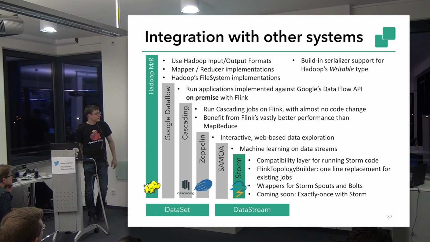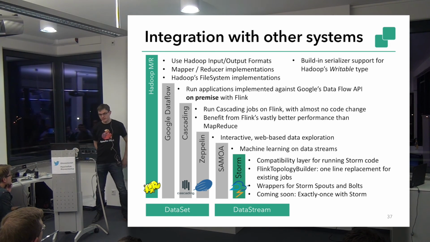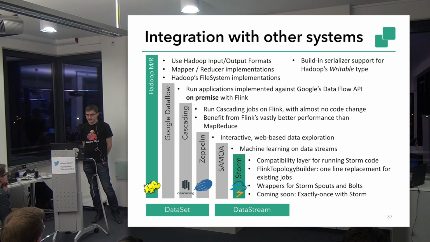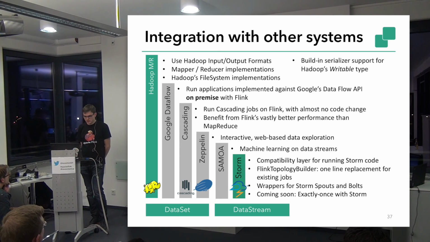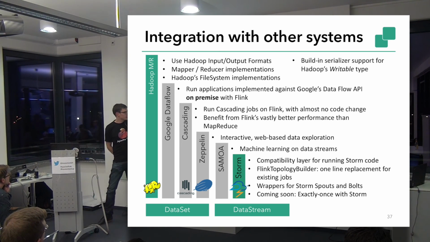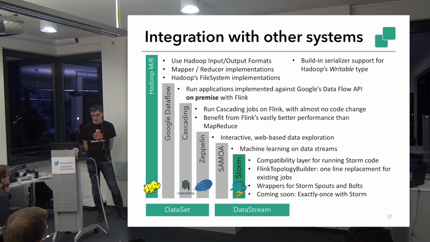Apache Zeppelin is a project that allows you to do interactive web-based data exploration. So you can, I don't know, group and sort and join, and then the result is just visualized as some fancy graphs in your browser. And they have an integration with Flink, so you can submit your analysis to Flink as well. Samoa is a project which has been started by Yahoo. It's a machine learning library on top of data streams, and you can use Flink as a backend for Samoa.